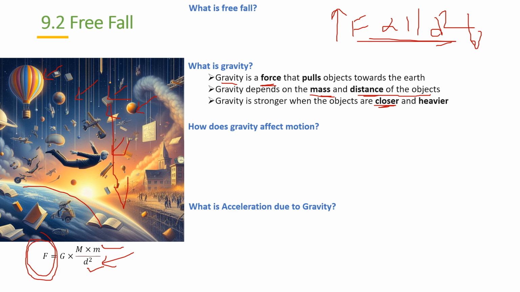I told you last session, right? If the distance is reduced by 2 times, the force gets multiplied by 4 times. If the distance is reduced by 10 times, the force gets multiplied by 100 times, square terms. So gravity is stronger when objects are closer. At the same time, gravity is stronger when the objects are heavier. Heavier means more mass, and F is proportional to mass, so more mass means more force. Gravity is stronger when objects are closer and heavier.